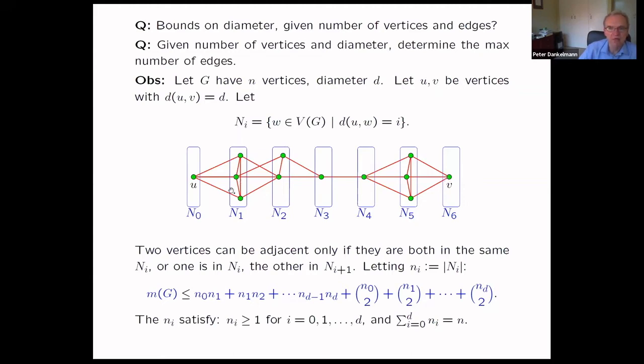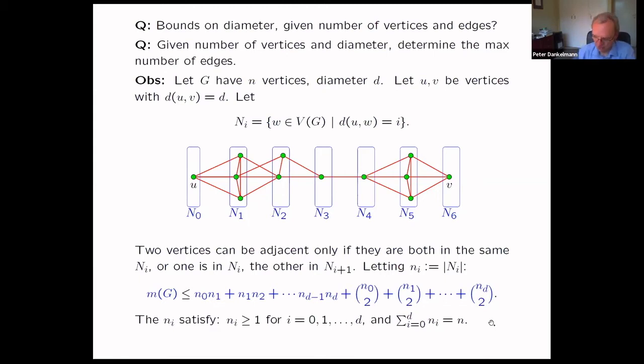And how many edges can we have within an Ni? Well, let's look at n1 that has 3 vertices, and the number of edges joining 2 vertices in the set is clearly at most n1 choose 2. The number of edges joining 2 vertices in n2 is at most little n2 choose 2, and so on. So the total number of edges joining 2 vertices in the same set Ni is therefore little n0 choose 2 plus little n1 choose 2 plus little n2 choose 2, and so on up to nd choose 2.